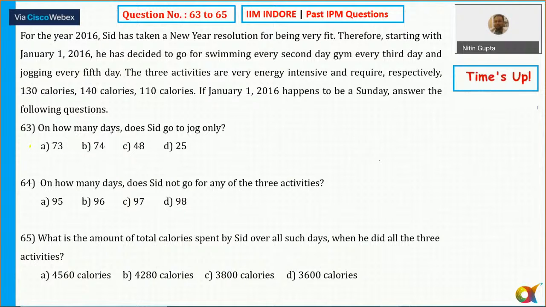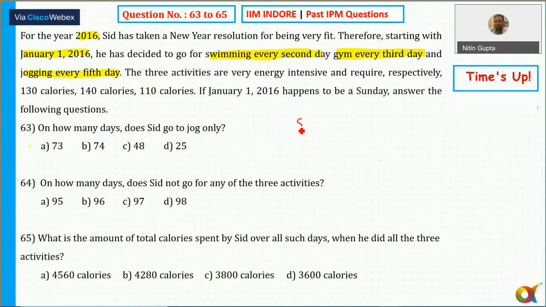It says for the year 2016, Sid has taken a new resolution for being very fit. Therefore, starting with January 1, 2016, he has decided to go swimming every second day. So on every second day, he goes swimming. Every third day, gym, and jogging every fifth day. So he's performing 3 actions here.